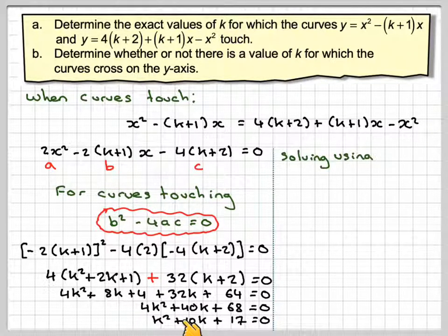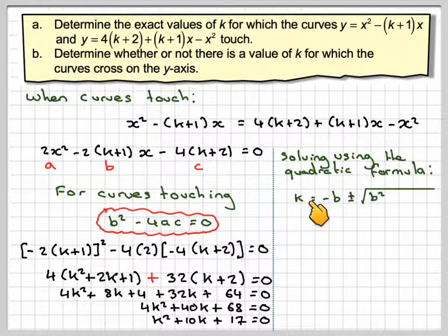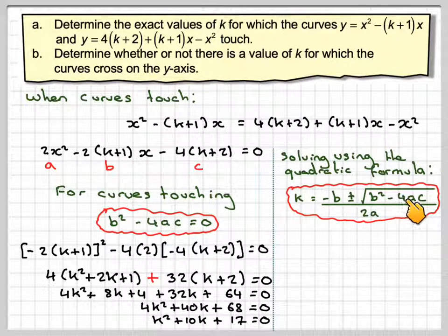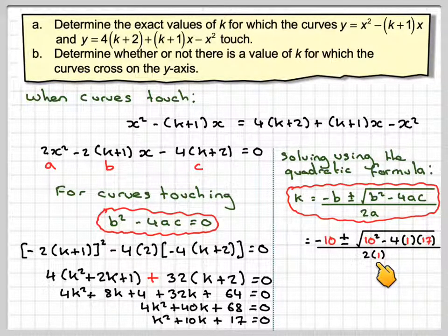And we now solve this using the quadratic formula. The quadratic formula says, in this case, that k will be minus b plus or minus the square root of b squared minus 4ac, over 2a. But the a, b, and c we're using are going to be 1 for a, 10 for b, and 17 for c. Substituting in, we're lucky they're all going to be positive, so it's minus 10 plus or minus the square root of 10 squared minus 4 times 1 times 17, over 2 times 1. So that becomes minus 10 plus or minus the square root of 10 squared minus 4 times 17, which will give me 32, over 2.